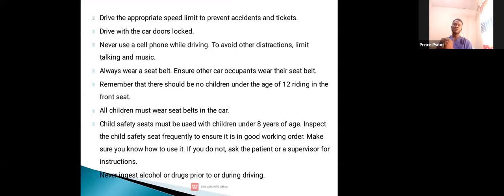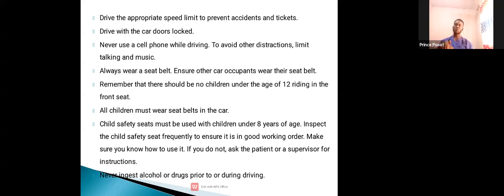Another thing is to drive at the appropriate speed limits to prevent accidents and tickets. In civilized countries, if you speed above the limit, you will be chased by police officers and penalized for it. But aside from that, if you overspeed, you can crash and even die or develop a serious medical condition. So drive with the car's doors locked. Don't even rest on the car door while driving. But secondly, make sure that the car door is locked.